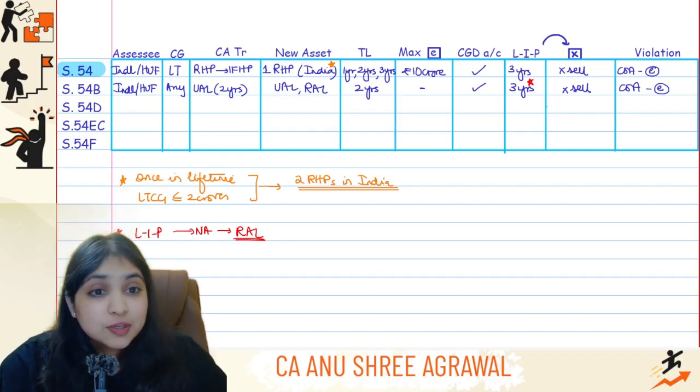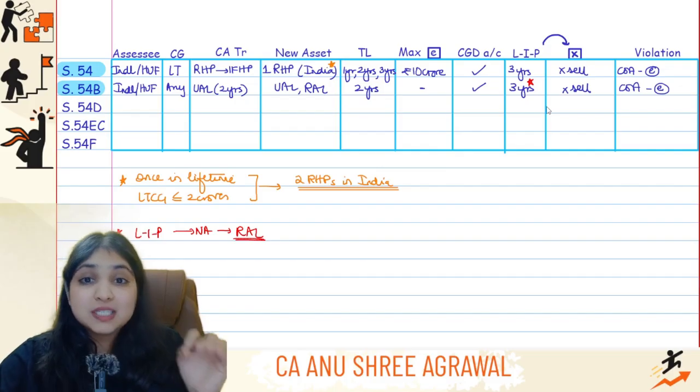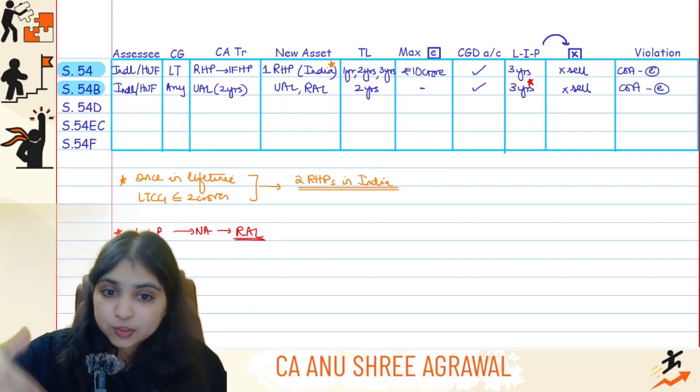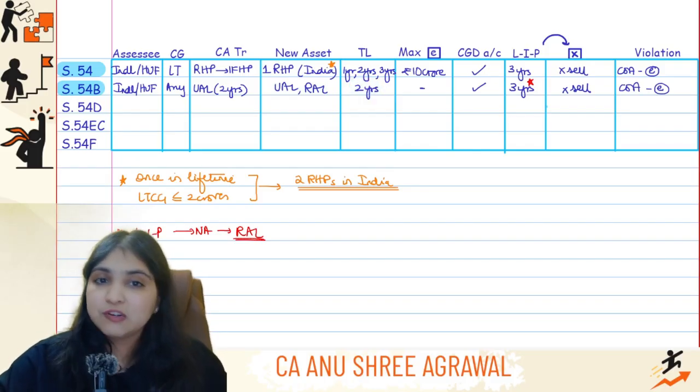Okay. So this was section 54B, guys. I am an individual or a HUF. I'm having any kind of capital gains. It can be long term or it can be short term. It doesn't matter. I am transferring an urban agricultural land which has been used for agricultural purposes at least for the last 2 years, and the new asset which I am buying is an urban agricultural land or a rural agricultural land. I am buying it within 2 years from the date of transfer.